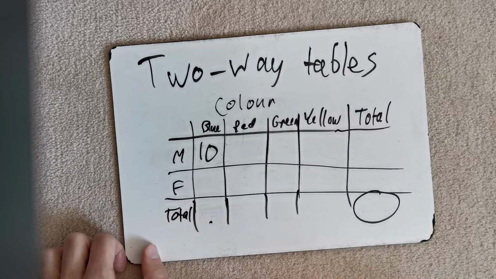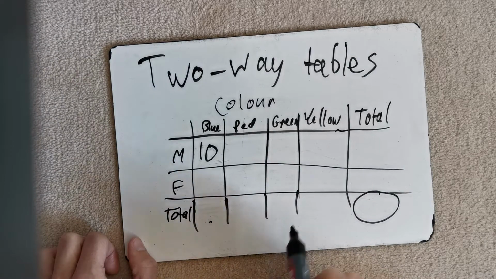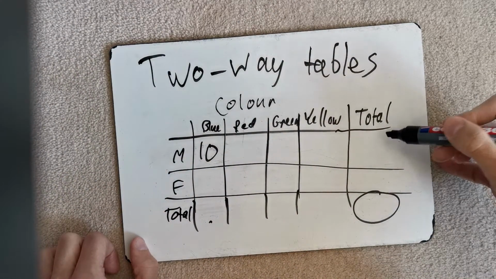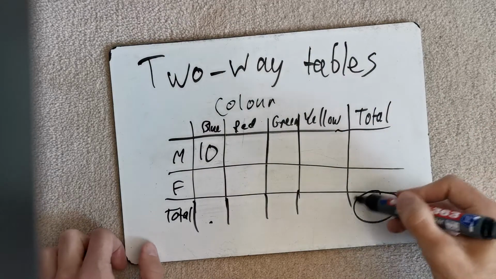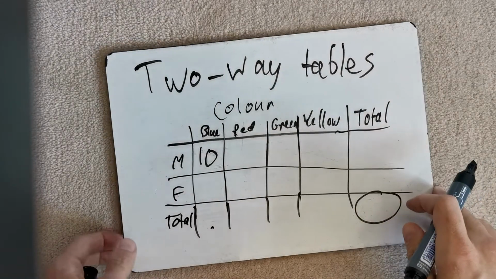So this will be the total number of people that prefer blue, both male and female, total red, total green, total yellow, etc. And this is the total number of males asked, total number of females asked. And this is the grand total of people all together. That's the very, very basics of two-way tables. Let's do a quick example.